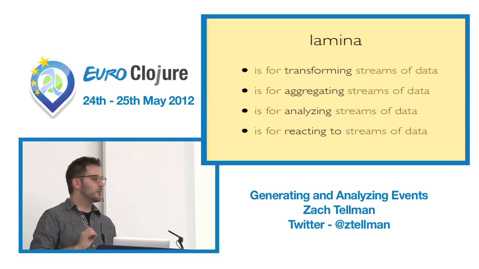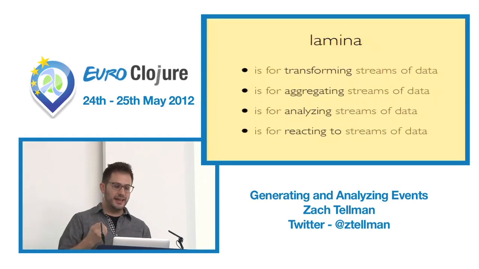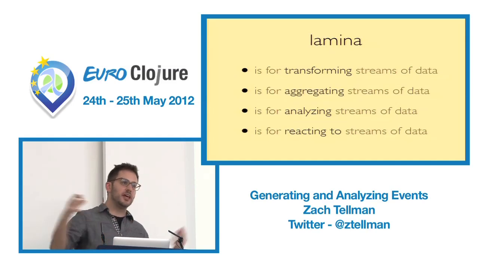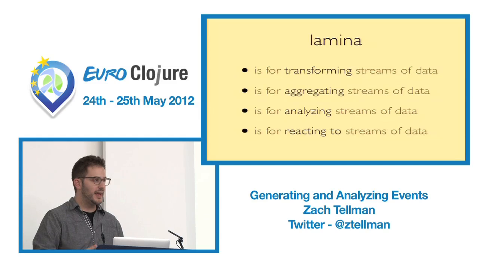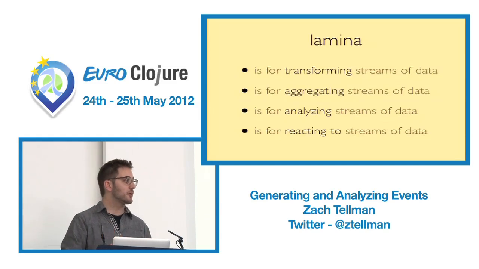Lamina is a library that deals with streams of data. It allows us to transform and aggregate data, to focus in on facets, to take many events and turn them into one. It allows us to analyze data, to find patterns in them. And allows us to react to data.